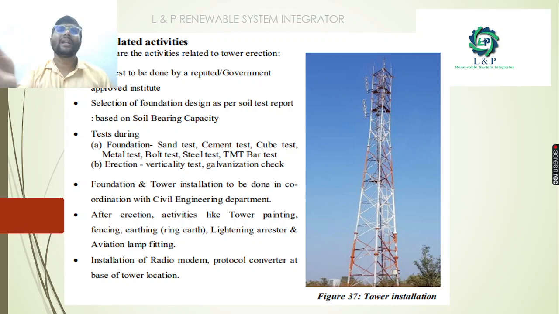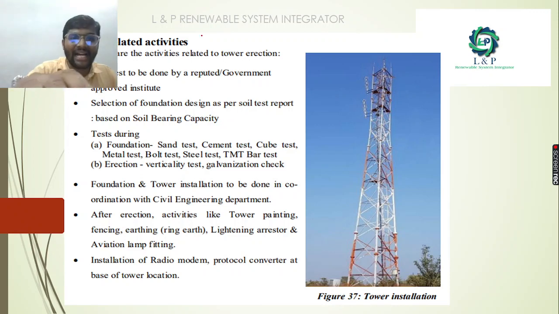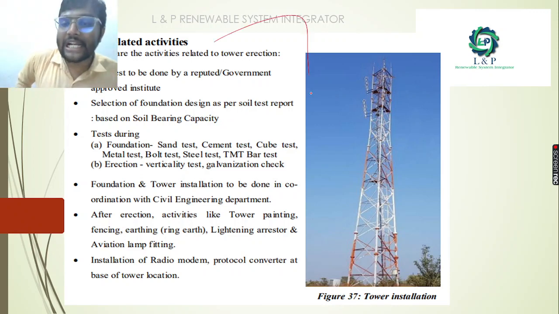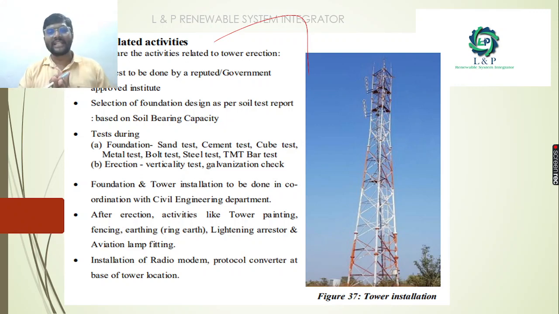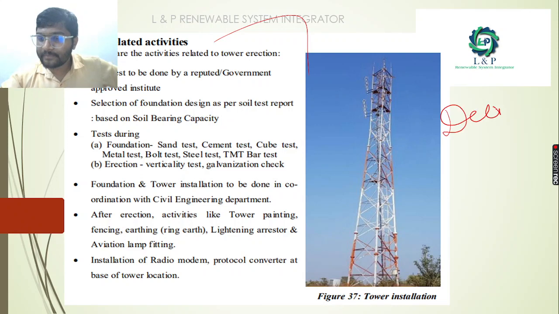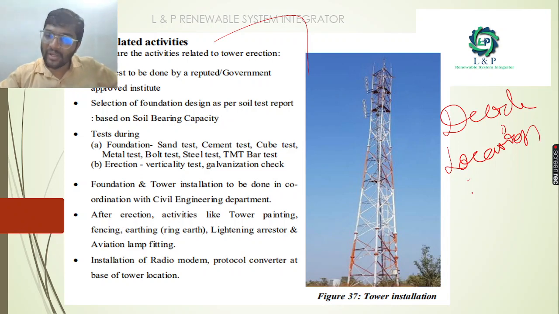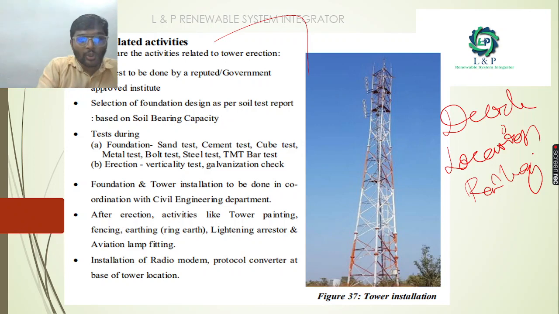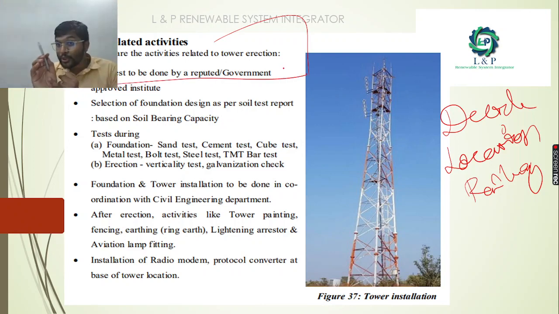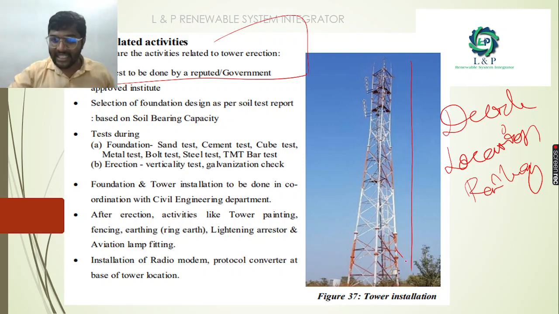And most importantly, what are the activities which will happen during the tower-related installation? First and foremost, we need to decide the location. Even though the location is decided, we have an area of railways to install the tower. First, we need to do the soil test from a reputed institute, to see whether the soil is capable of holding the biggest tower.